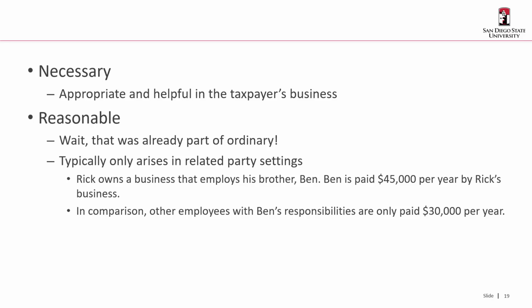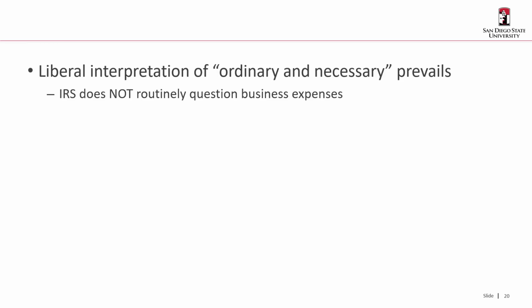So let's say that Rick owns a business and employs his brother Ben. Ben's paid $45,000 per year by Rick's business. In comparison, other employees that do the same thing as Ben, but happen to not be Rick's brother, are only paid $30,000 a year. And so what the IRS would say is, hey, that payment to Ben, that $45,000, that's not a reasonable amount of compensation. There's something else going on there, like maybe a gift or something of that nature.